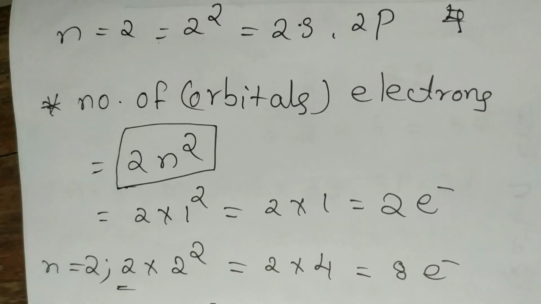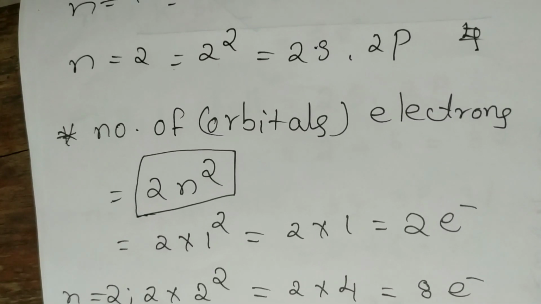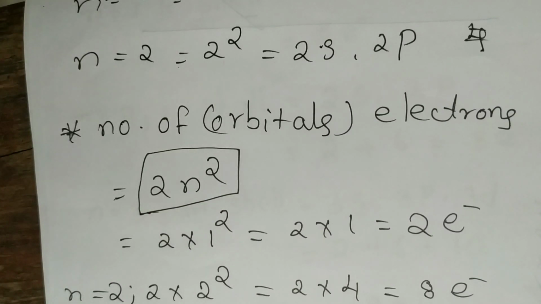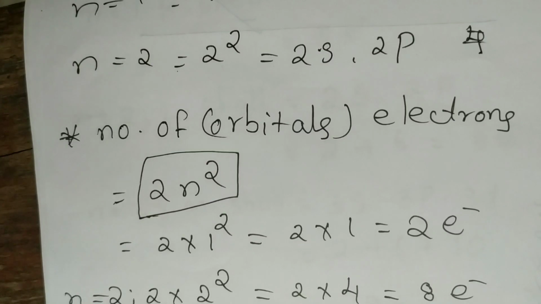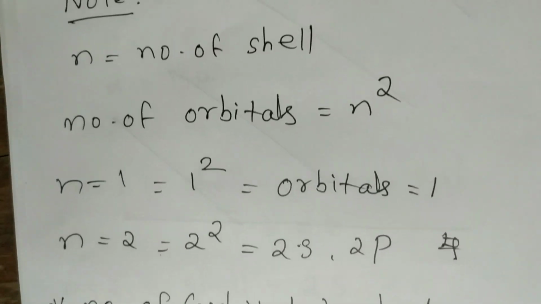Now for example, when an electron absorbs energy, it jumps from a lower energy level to a higher energy level, and by emitting energy, it jumps from a higher energy level to a lower energy level. This absorption and emission takes place in the form of electromagnetic radiations. Just now I explained the number of orbitals, and I will show you that.